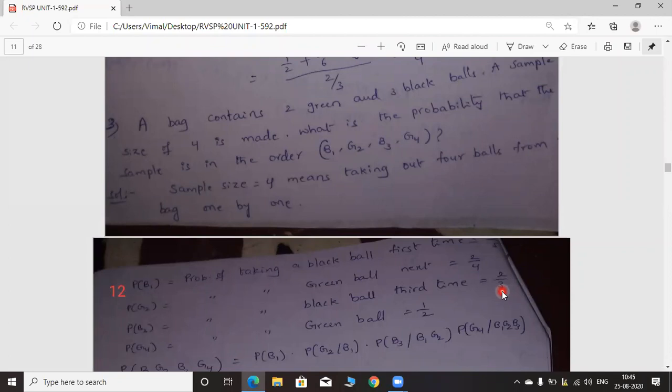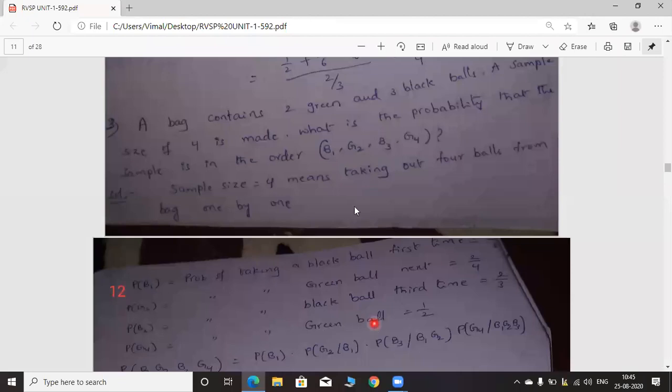That's why you have to write 3 in the denominator. So the probability of taking a black ball the third time is equal to 2 by 3. Next, what is the fourth event? Probability of taking a green ball.